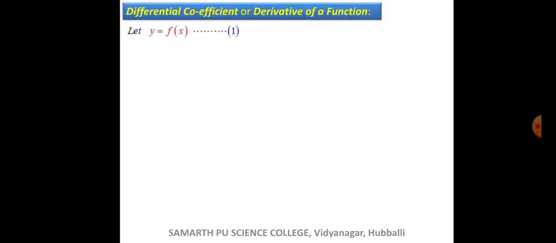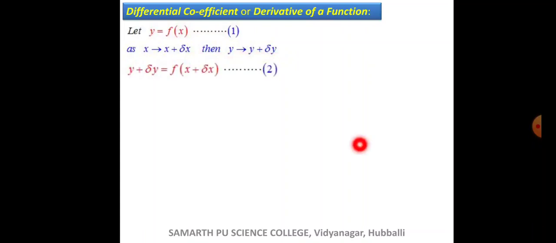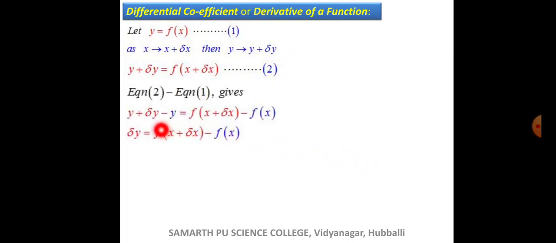These are all basic. Let y equal to f of x be a function, and x changes to x plus delta x, then y also changes to y plus delta y. Replace x and y in equation 1. We get y plus delta y equal to f of x plus delta x. Now equation 2 minus equation 1 gives, on the LHS, y plus delta y minus y equal to f of x plus delta x minus f of x. On the LHS, plus y minus y get cancelled, we remain with only delta y equal to f of x plus delta x minus f of x.